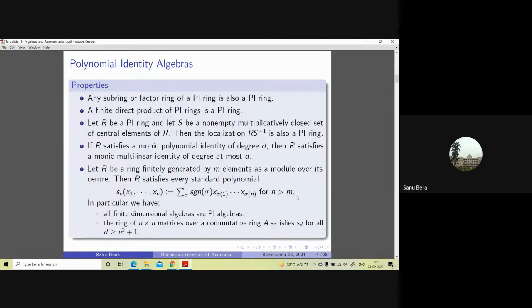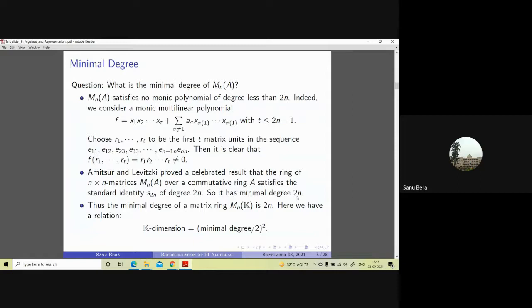It's generated by n square elements, so it satisfies the standard identity S_{n²+1}, S_{n²+2}, and so on continuously. It at least satisfies S_{n²+1}. Now the question is, for that particular n by n matrices over a commutative ring, what can we say about its minimal degree? From that we can say that the minimal degree is less than or equal to n square plus 1.